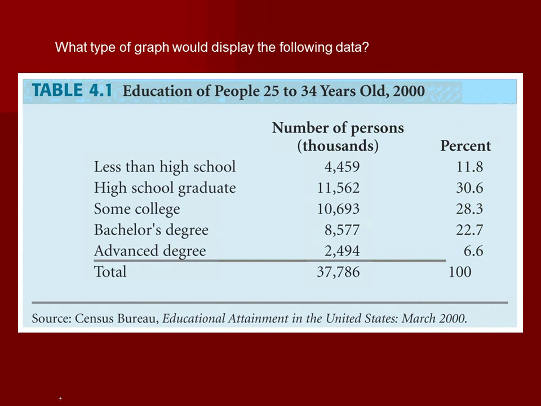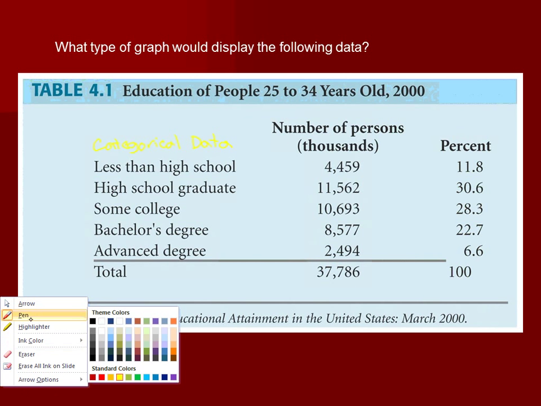First chart we are going to look at. This is some categorical data. We polled people from 25 to 34 years old in 2000. This is from the census, so this is the entire population. This wasn't from a sample. This is in thousands, so this is 4 million people, 11 million, 10 million, 8 million, 2 million. And this is the highest level of education that you received.